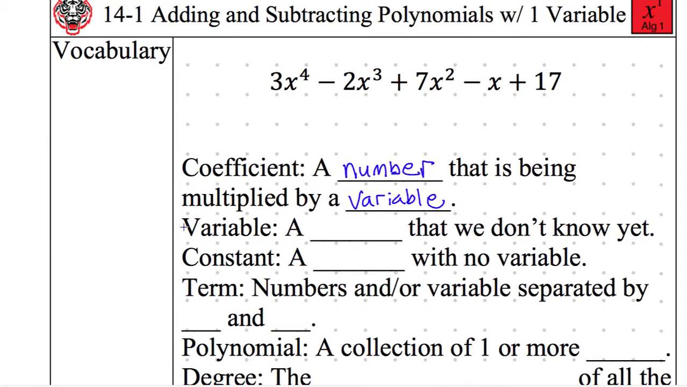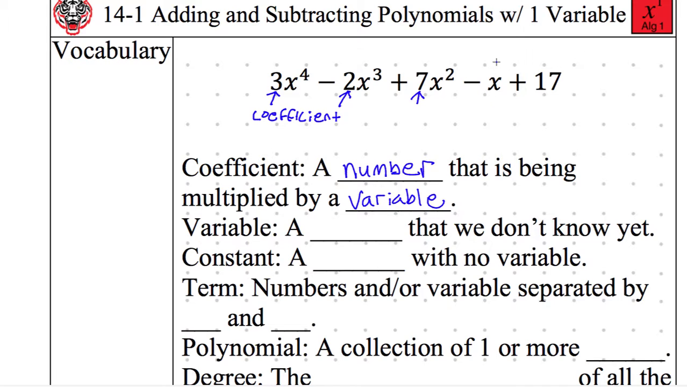So it's just a number. If there's a number in front of a variable, that's a coefficient. Let's go ahead and label a coefficient. This 3 is a coefficient. This -2 is a coefficient. This 7 is a coefficient.